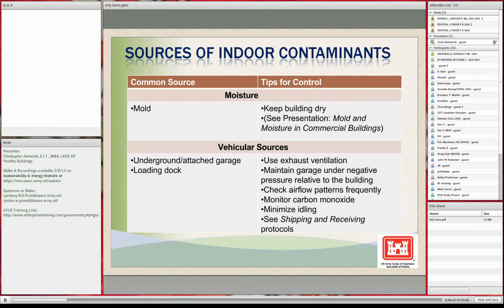Some other sources: mold. If you have floods, dry them quickly, and the EPA has great documentation on that. Vehicular sources, loading docks: not having trucks idling while you're sitting there, or monitoring the carbon dioxide in garages. So there are various other easily managed protocols that can ensure that the indoor air quality is acceptable. And those should be documented and highlighted to people. And that's a recurring source, as you'll see throughout this: the documentation and the communication.